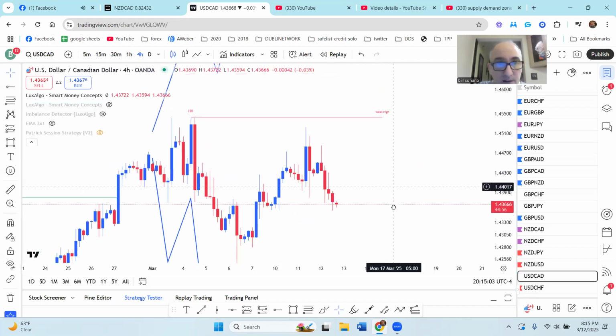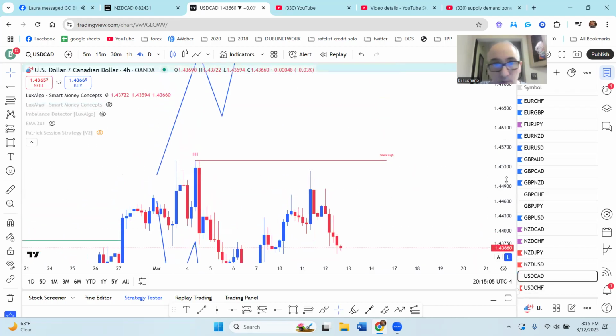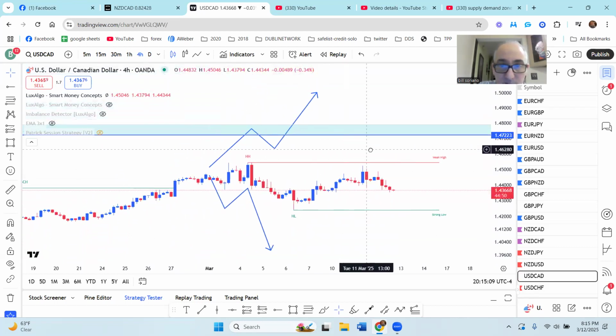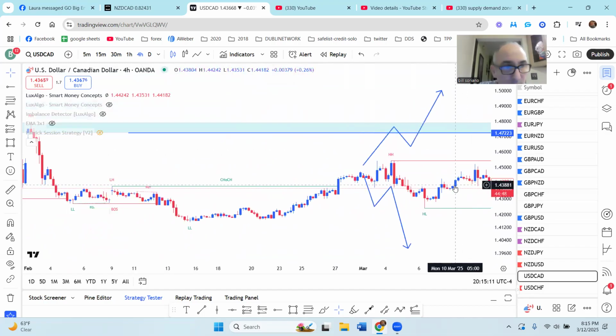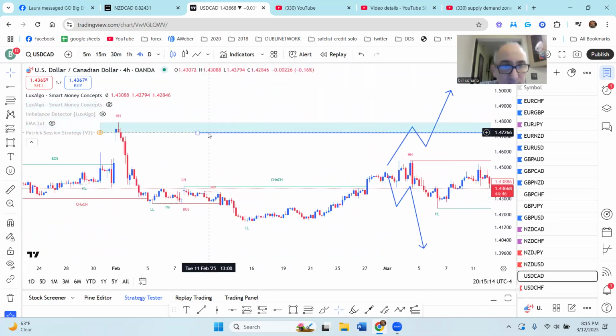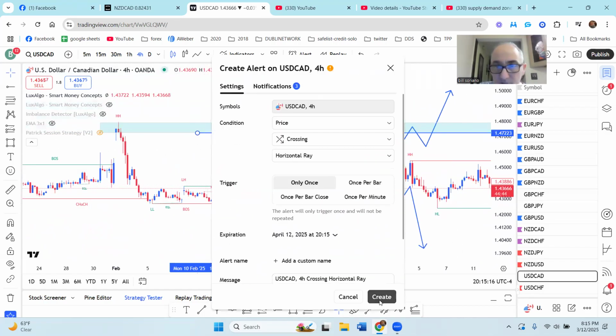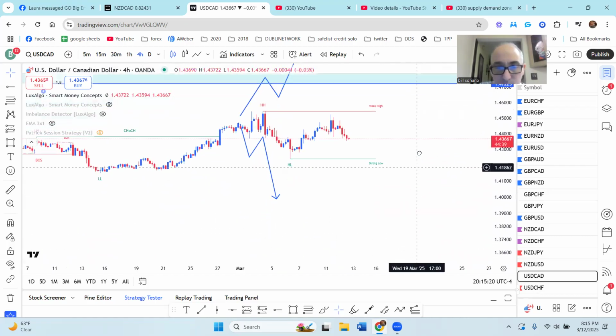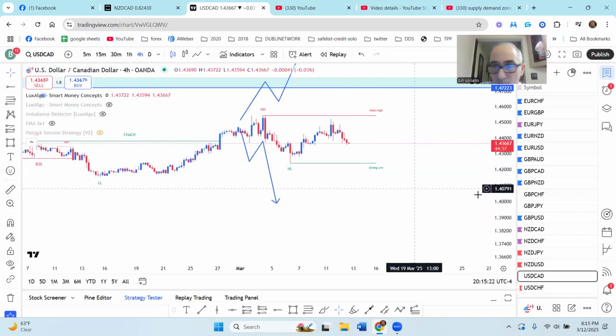Waiting for that. This also, USD-CAD, we're waiting for price to move. Again, we have this supply zone up here. Off of this area here, we're going to put an alert here. We didn't have an alert there for some reason. And so we'll wait for that, or price to move down, take out this low here.